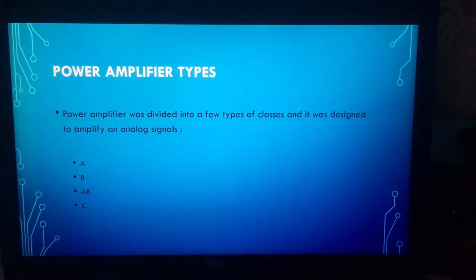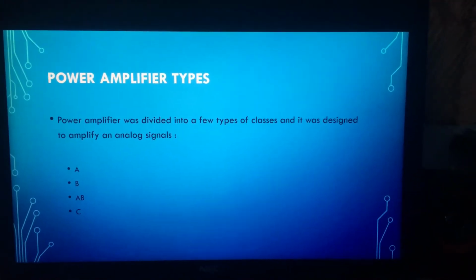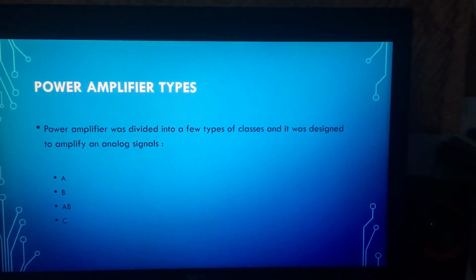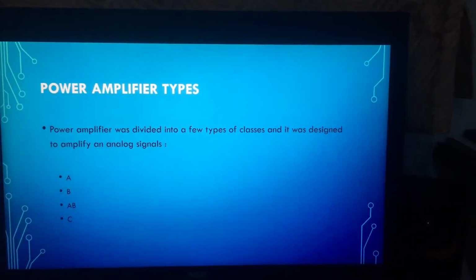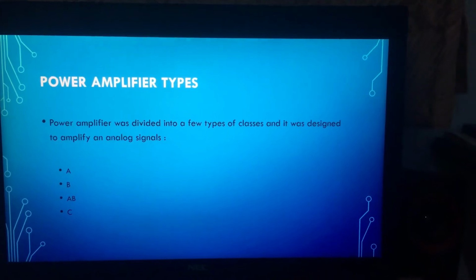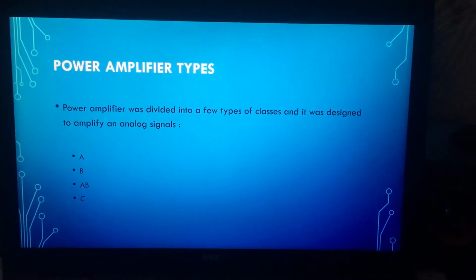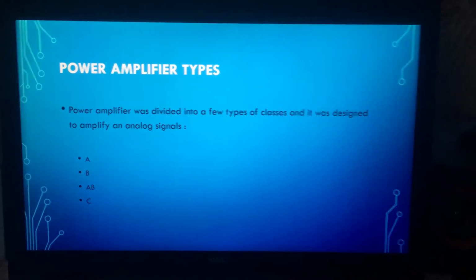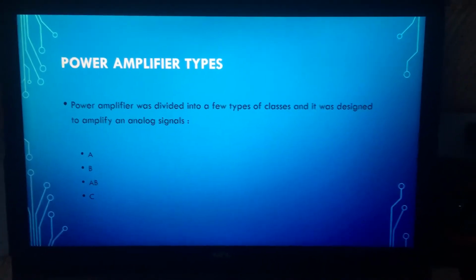Okay, there are a few types of power amplifier. They are divided into a few types of classes, and they are designed to amplify an analog signal. There are class A, B, and C. So we will go through one by one.